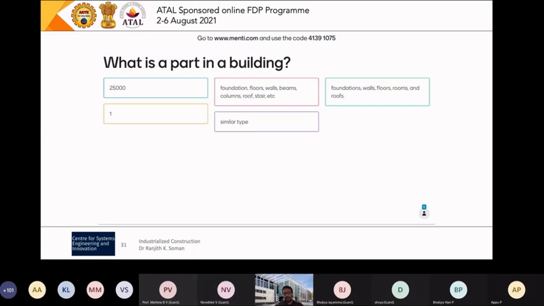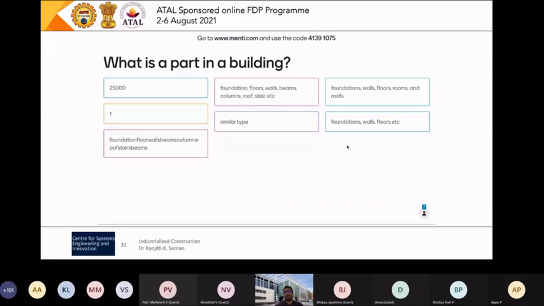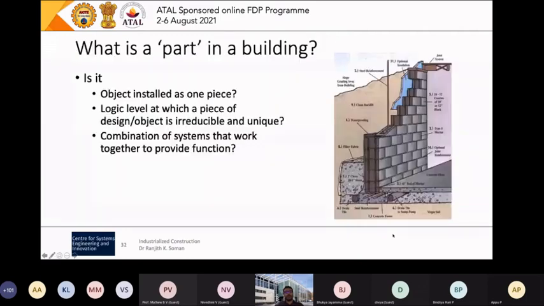I think I'm getting some noise. Okay, that's coming as a similar type. Yeah, probably. These are good answers. So again, foundation, wall, foundation. It's kind of the same answers coming up now. Okay, we will move on.